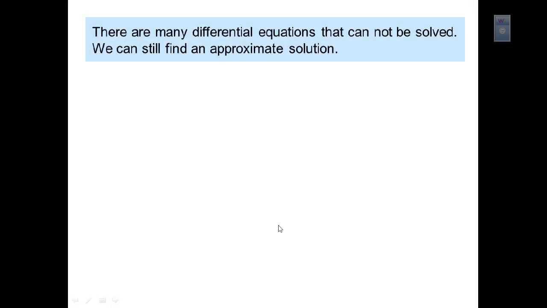Now, there are many differential equations. Remember, a differential equation is an equation that has a derivative in it. Some cannot be solved: if you cannot take the antiderivative of something, you can't solve the differential equation. But even though we may not be able to actually solve it, we can still find an approximate solution.